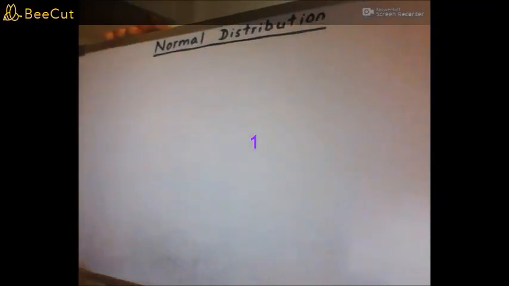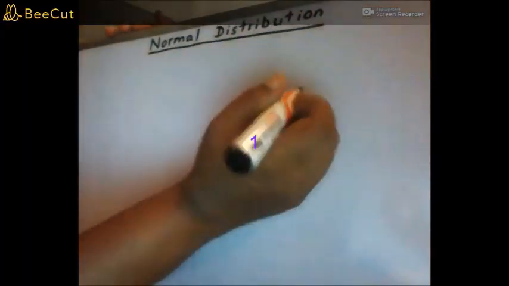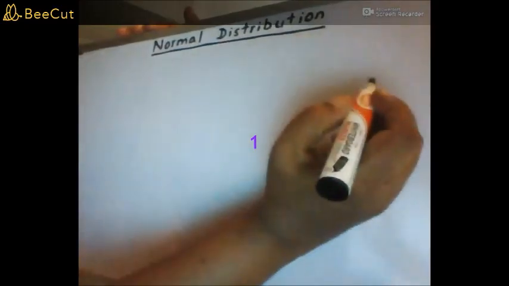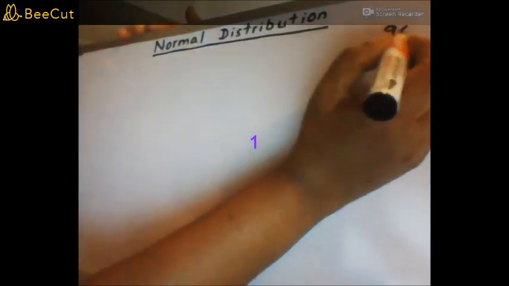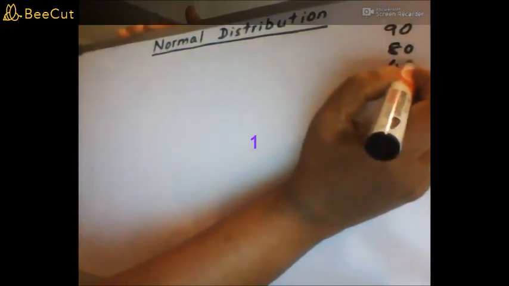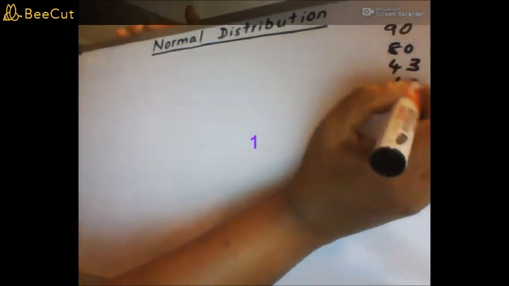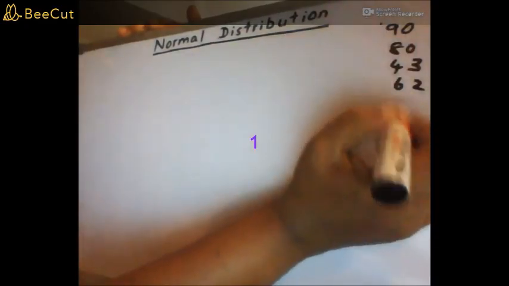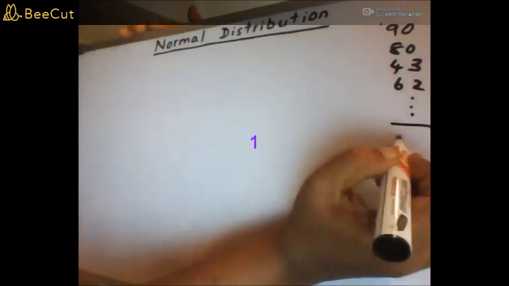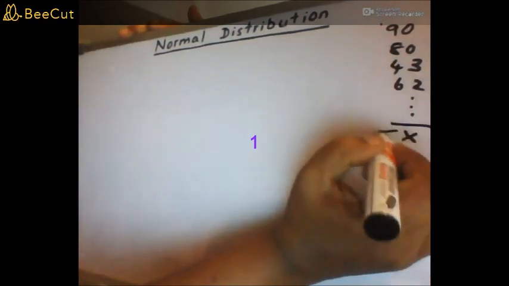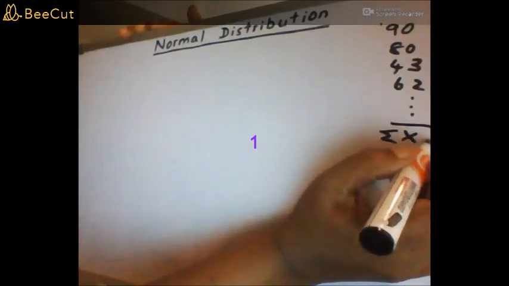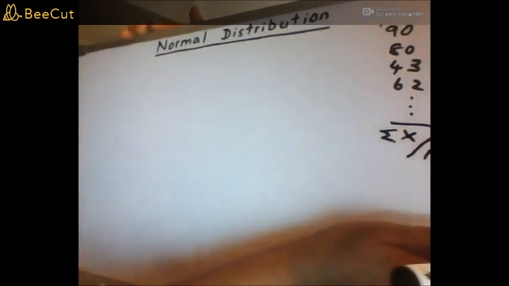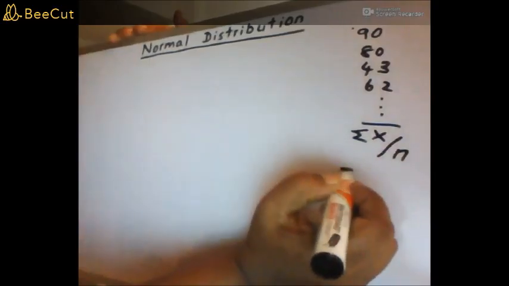Today's lesson is normal distribution. Now, what is this normal distribution? We give a test, and we get the marks. And then we get the total, and this is the summation x, and we divide this by the number of students. That will be our x bar.